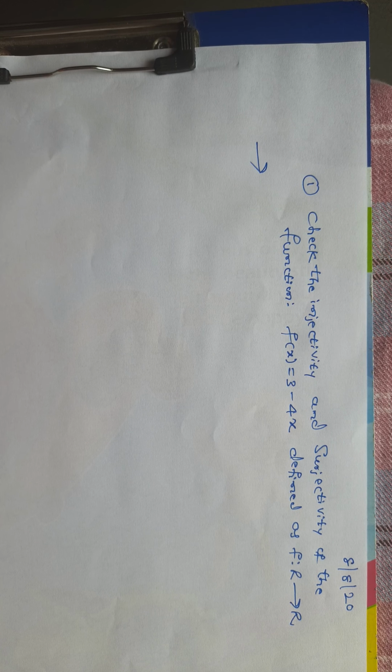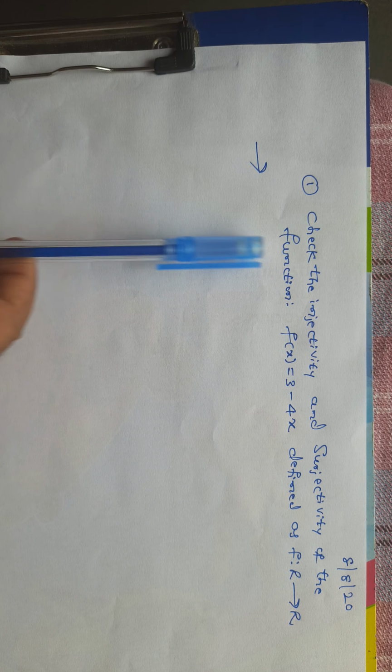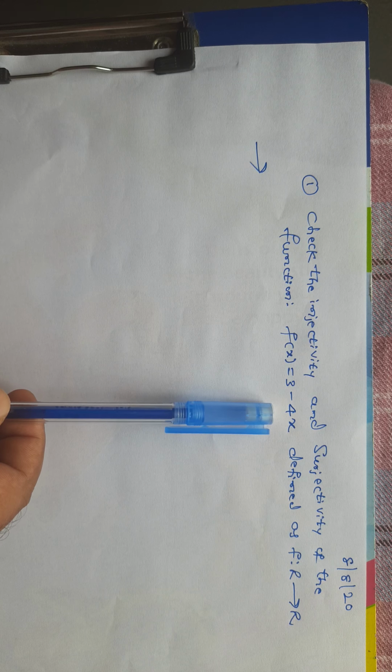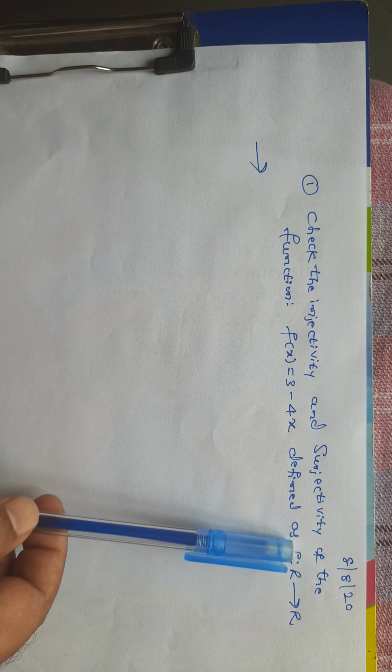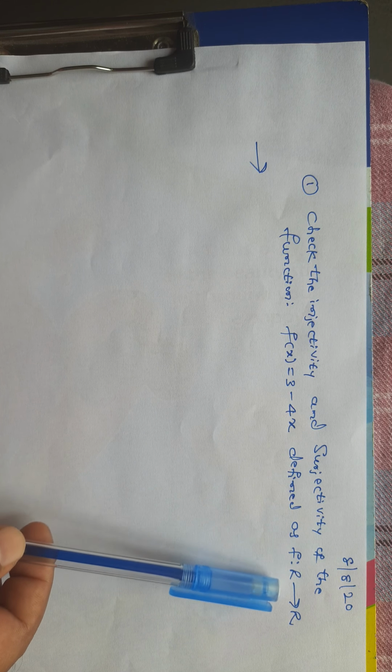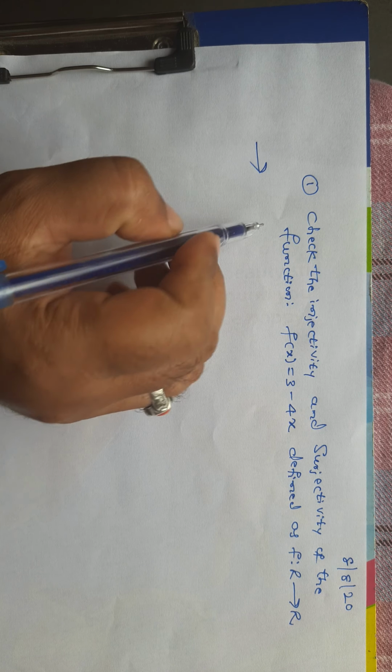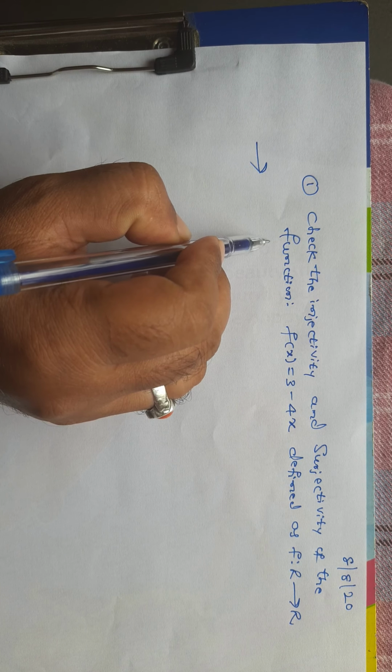Welcome to all. Yesterday I gave one assignment here, and this problem was also mentioned in the assignment. Check the injectivity and surjectivity of the function f of x equals 3 minus 4x, defined from real numbers to real numbers. A lot of students have made mistakes when checking the properties here, so let us clarify it.